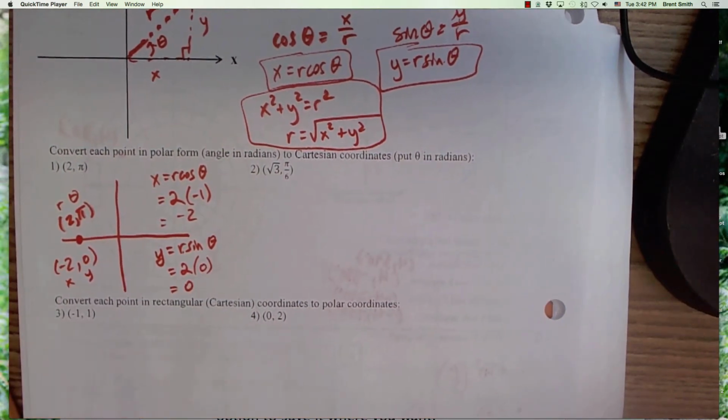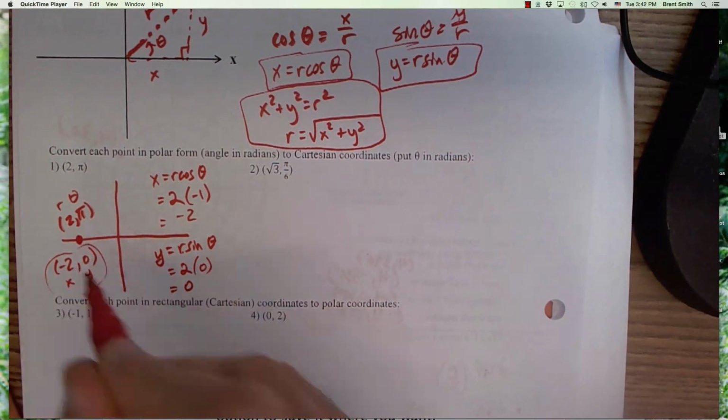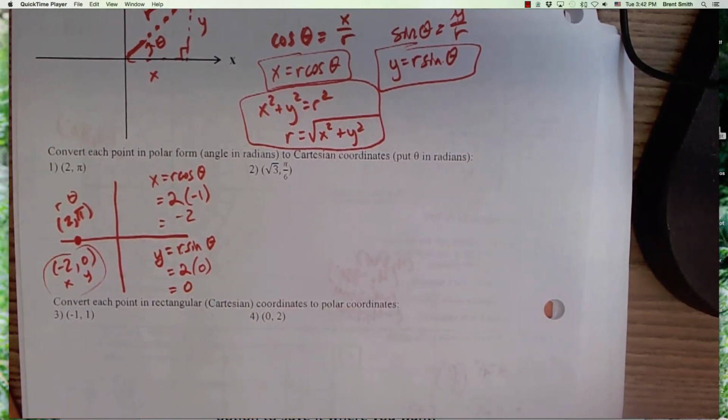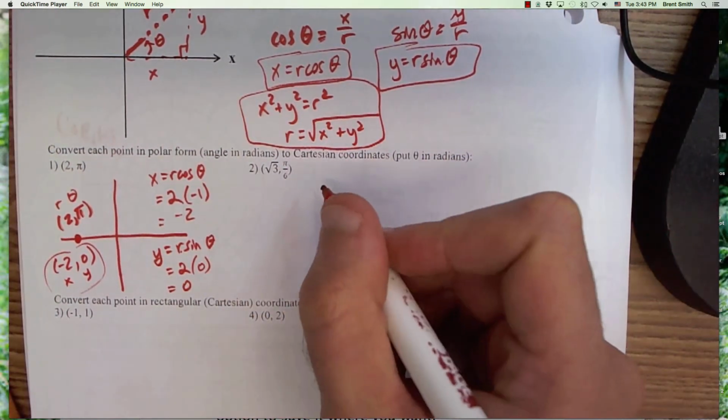Why don't you try this one? Pause the video, see if you can do it, and then come back and unpause it, see if we get the same thing. Okay, back. Or maybe we never left.